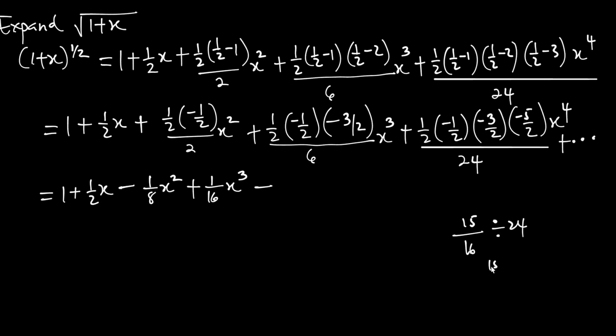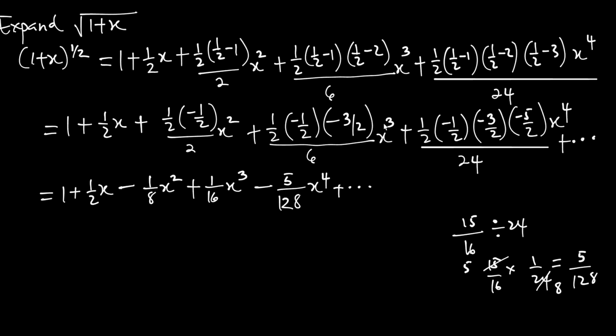Okay, so this means 15 over 16 times 1 over 24. Now when we break this down, if we use 3 to divide this, we have 5. If we use 3 to divide this, we have 8. So we have 5 divided by 128. So this becomes minus 5 over 128 x raised to the power of 4. It goes on like that. Now this is the expansion up to x to the power of 4 for the square root of 1 plus x.